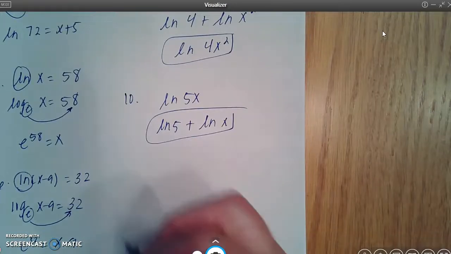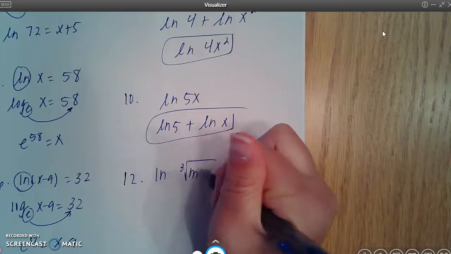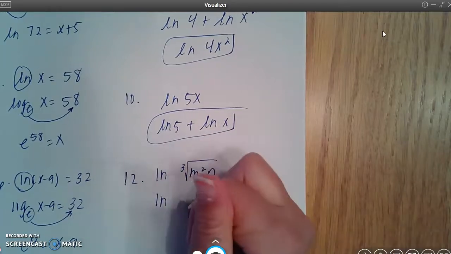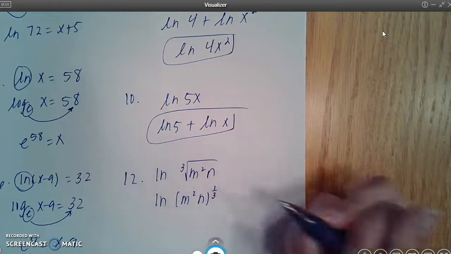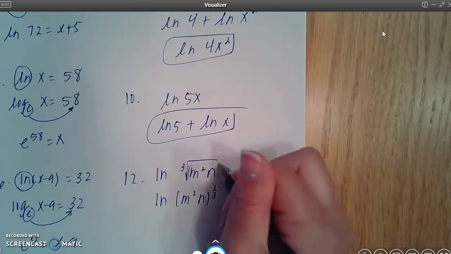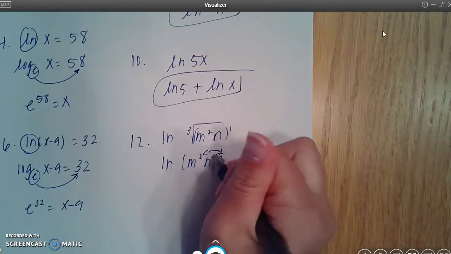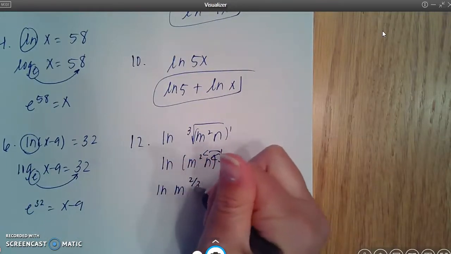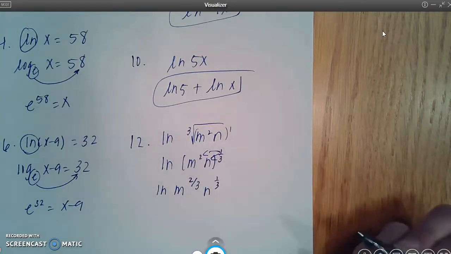Okay, now if you were to look at number 12, for instance, you're going to get the natural log of the cube root of m squared n. First thing that you could do is rewrite this as m squared n raised to the 1/3, because this whole thing is being raised to the first power. You then would distribute your exponent to both of these pieces, and you'd get natural log of m to the 2/3, because 2 times 1/3 is 2/3, and n to the 1/3.